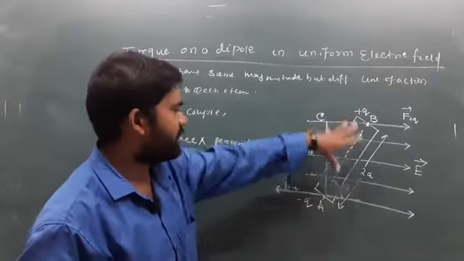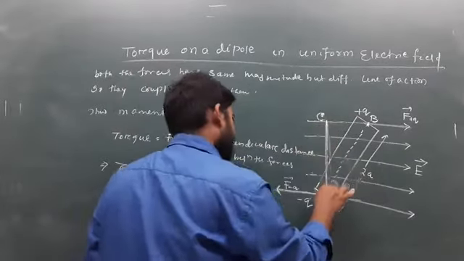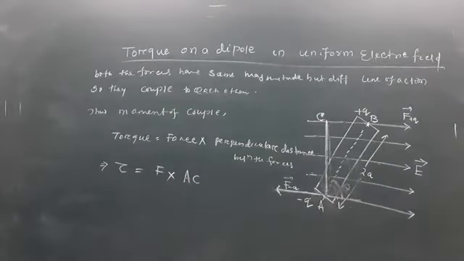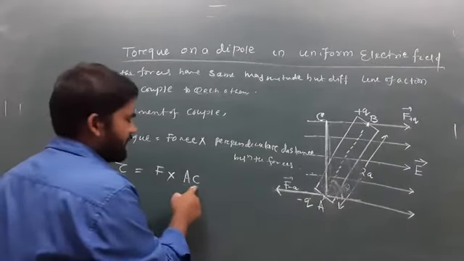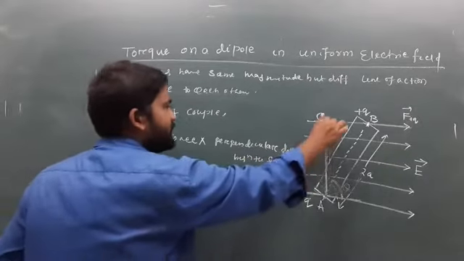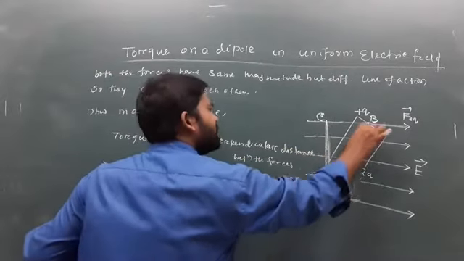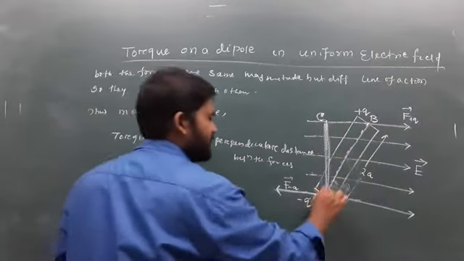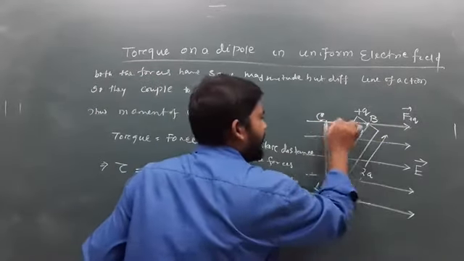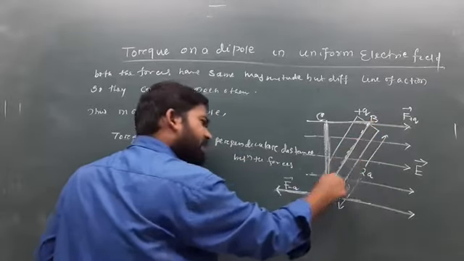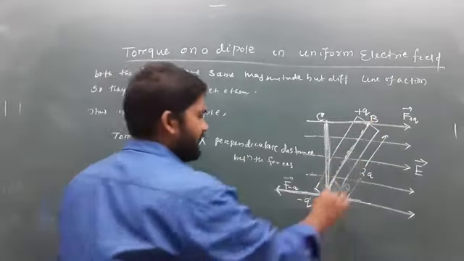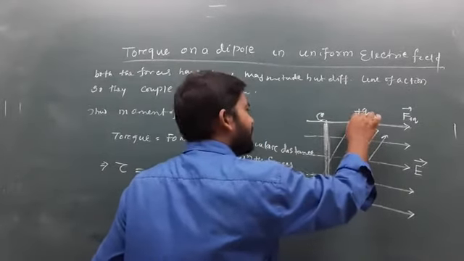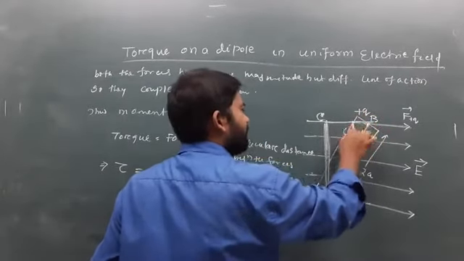This is the perpendicular distance that I have taken here, AC. So torque is F into AC. Let us measure AC from the triangle ABC. If I observe the triangle ABC, this line is parallel to this line and AB acts as an intersector, and here if the angle is theta, this angle is also theta.